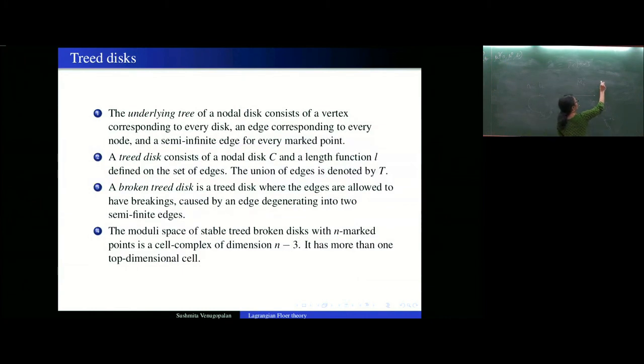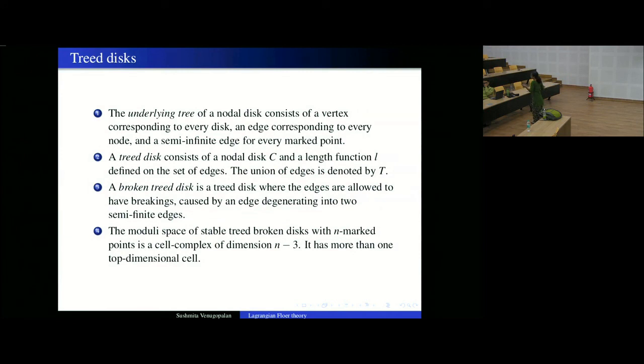But in addition, in my generalized domains, I allow these kinds of structures with some value of L. So I put a segment of certain length in place of nodes. So that's what a tree disk is. Nodes are replaced by segments whose length is prescribed by this length function L. So you have both the data of a nodal disk, and in addition the length function in order to prescribe a tree disk.